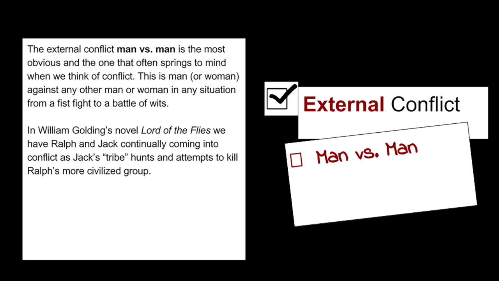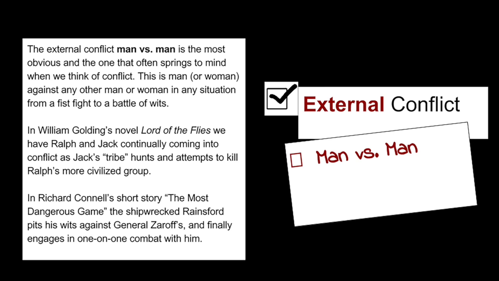In William Golding's novel Lord of the Flies, we have Ralph and Jack continually coming into conflict as Jack's tribe hunts and attempts to kill Ralph's more civilized group. In Richard Connell's short story, The Most Dangerous Game, the shipwrecked Rainsford pits his wits against General Zaroff's and finally engages in one-on-one combat with him.